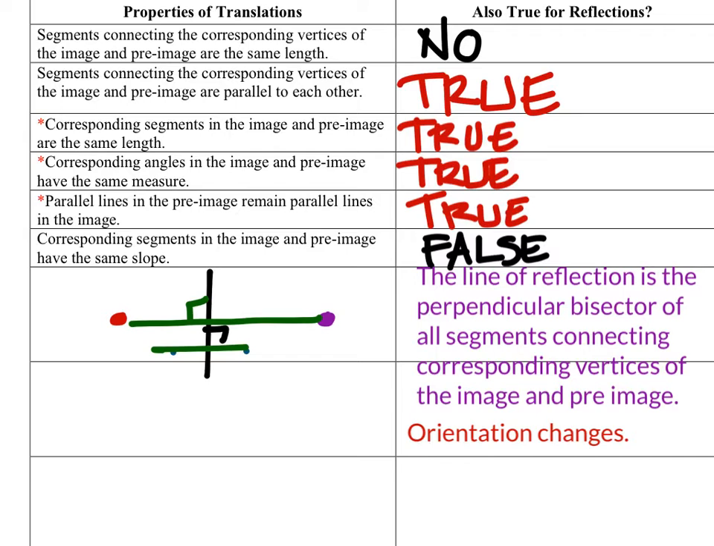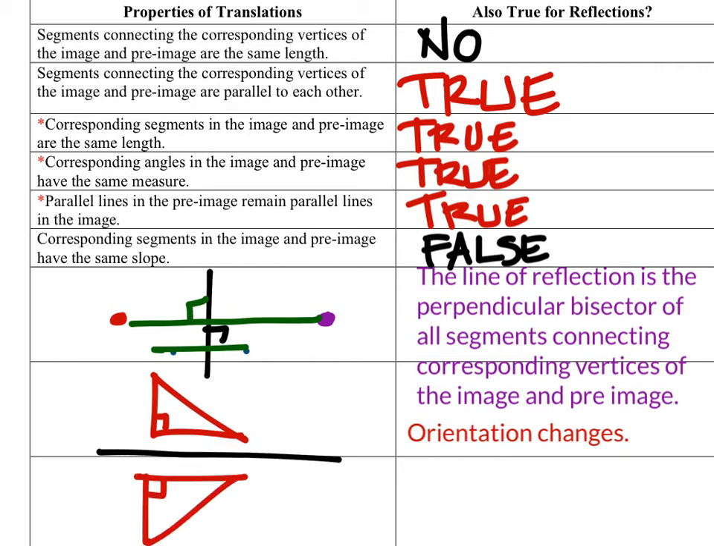Next up, the orientation changes under a reflection. So what this means is if I had a line of reflection, let's say this one's horizontal, and then I have this right triangle right here, then its orientation would change. It's kind of like it's flipped upside down. So I could say it's pointing up, but now it's pointing down. That's the orientation.